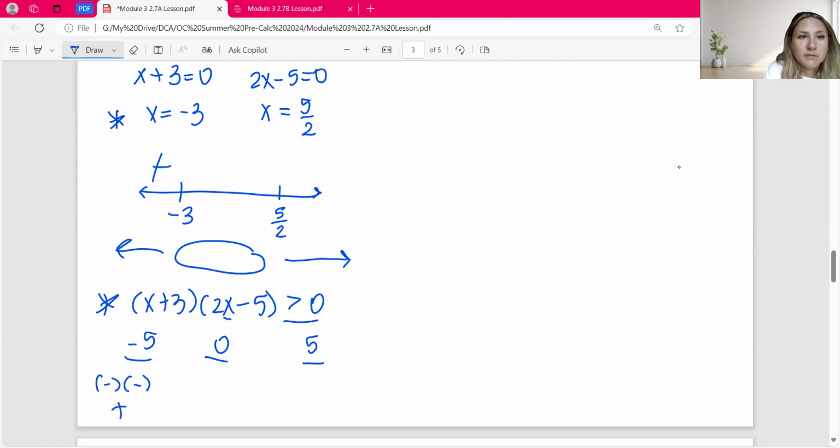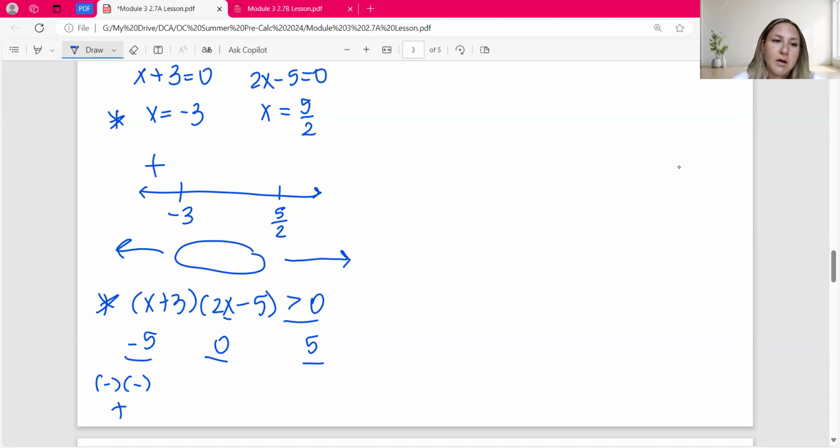That's the first step in my sign analysis. I know all numbers less than -3 are going to give me a positive number, a number greater than 0. So I know I'm above the x-axis. And I have to do that for each of these test values.